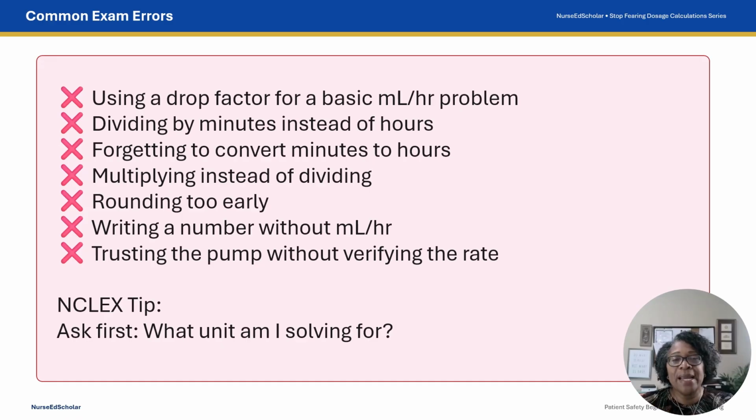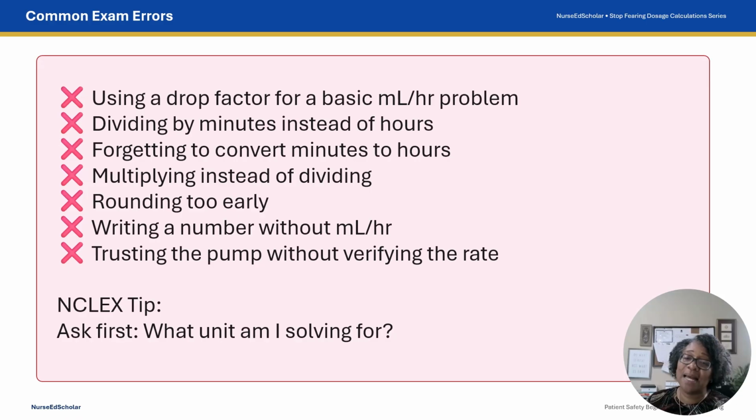For an IV pump rate, students may multiply instead of divide. So you want the volume to be divided by the time, which will give you your rate. They may ignore the units. Never just write the number without writing milliliters an hour. Rounding too early: you want to keep your decimal throughout the entire calculation and then round at the end, your final result.